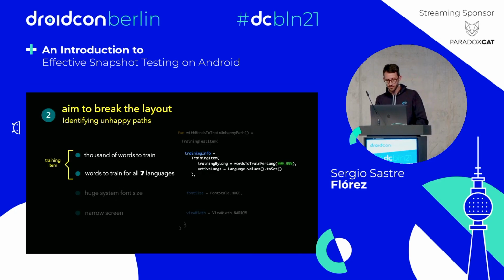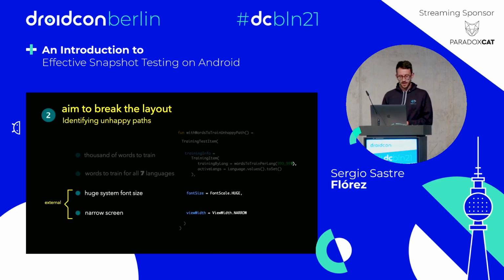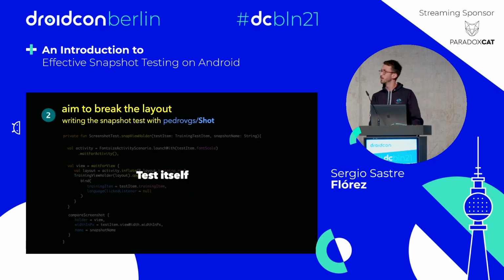So it's really, really extreme. And then we have the external. Yeah, we have the font size and the screen. So then we come to the test itself. Once we already know the mock data we want to use in our test, the test itself is basically inflating the view under a given state and recording it.